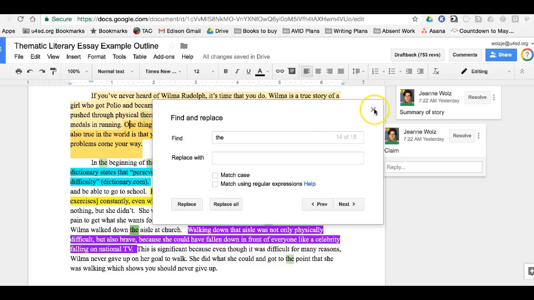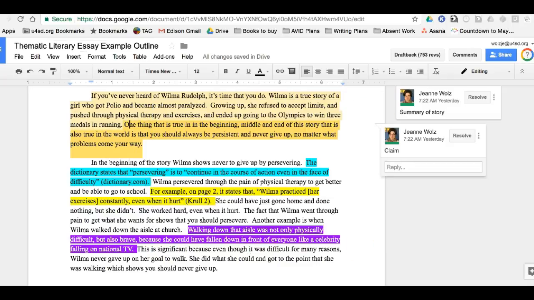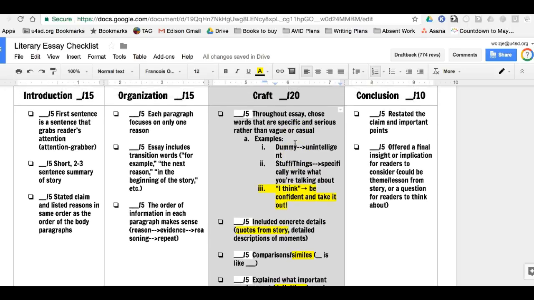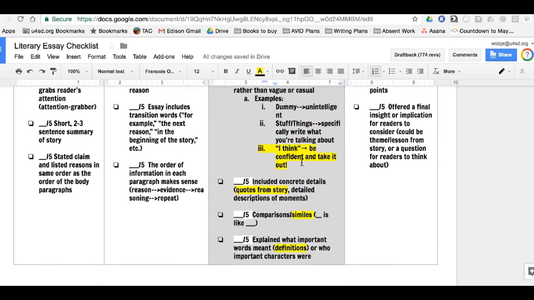Okay, so anyway, you can use that to look for where you say "I," and all that good stuff. Okay, moving on. So you want to make sure that your language is formal rather than vague or casual. We already talked about quotes.